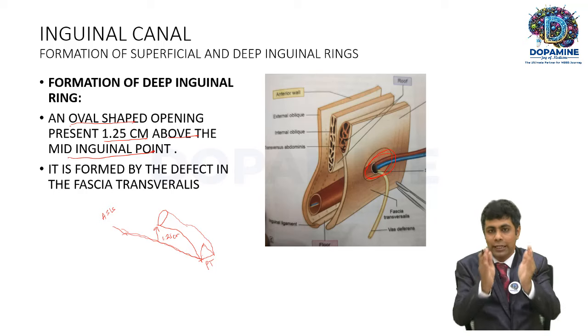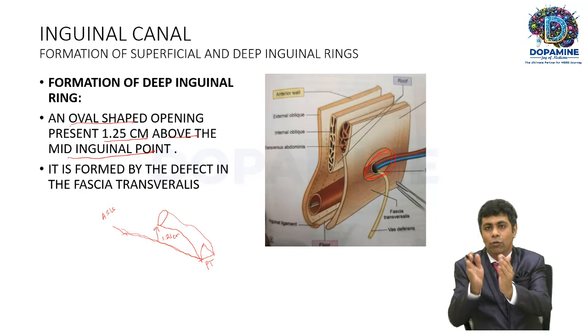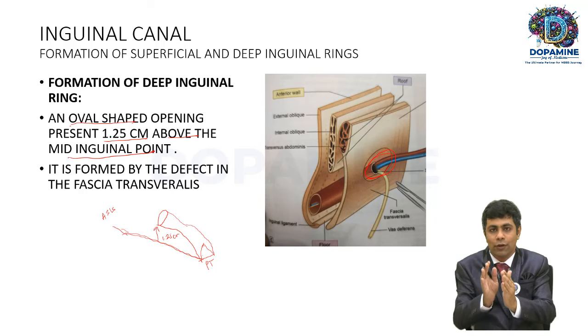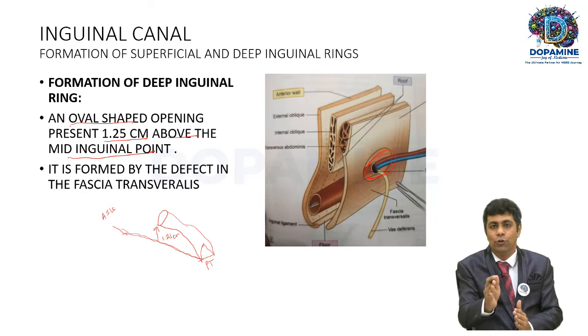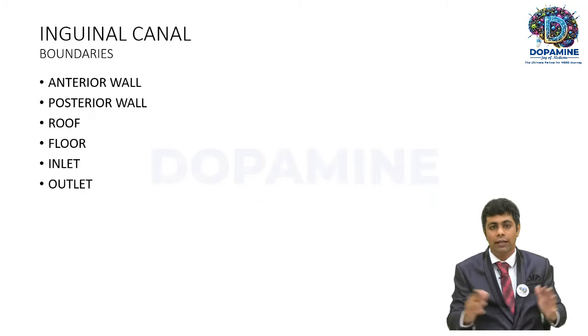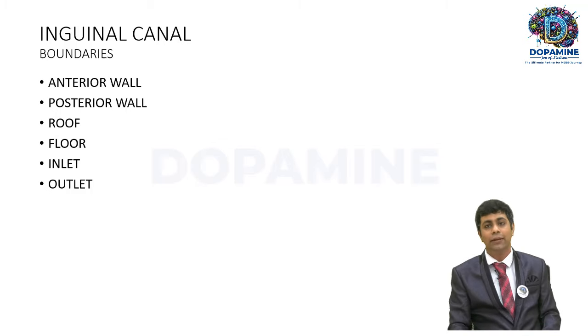So when we talk about the extension of the inguinal canal, it starts with the superficial inguinal ring to the deep inguinal ring. The superficial inguinal ring is a triangular deficit formed by the aponeurosis of the external oblique muscle. The deep inguinal ring is an oval deficit formed by the fascia transversalis. I hope I made myself clear. So now let us explore the boundaries of the inguinal canal.